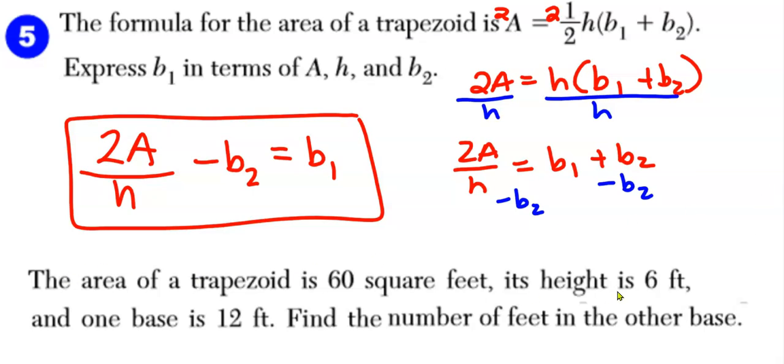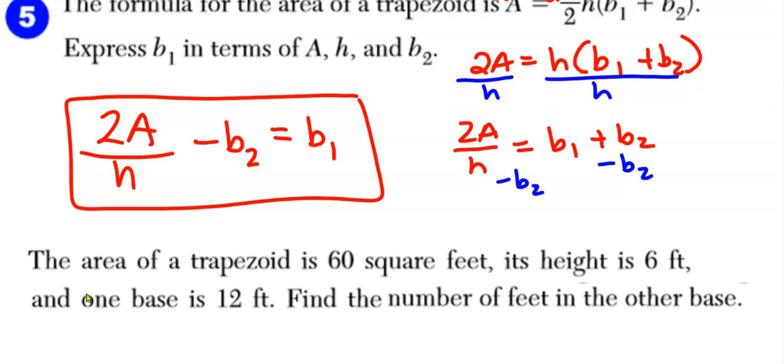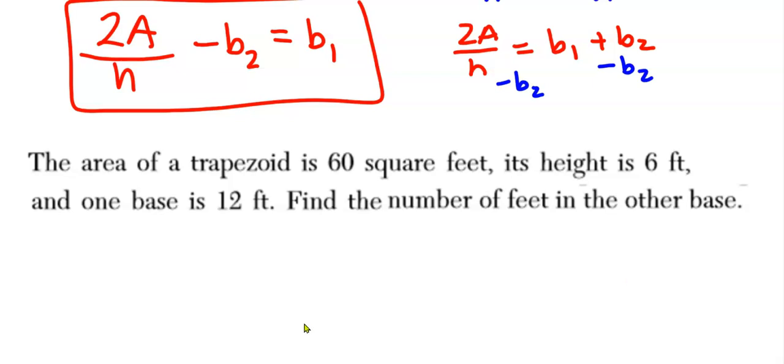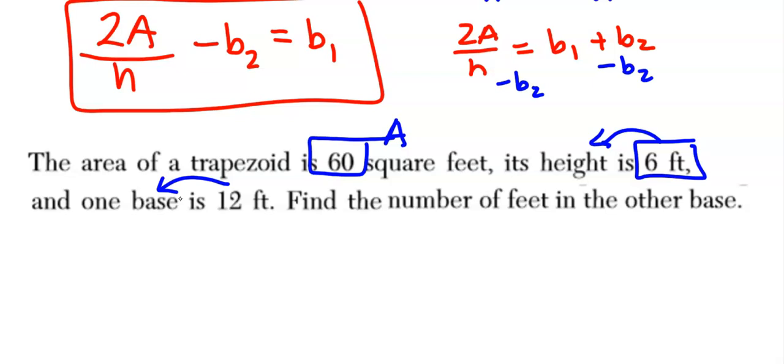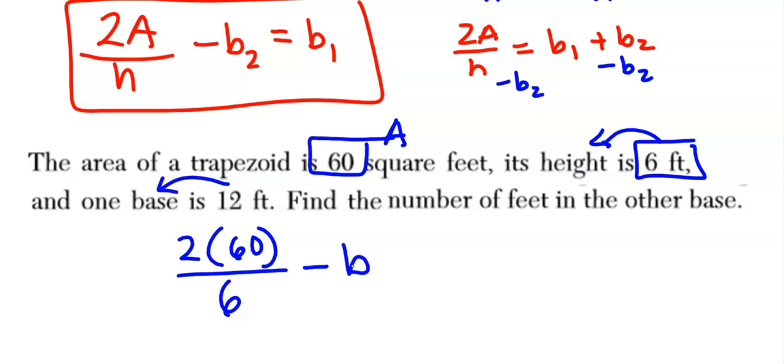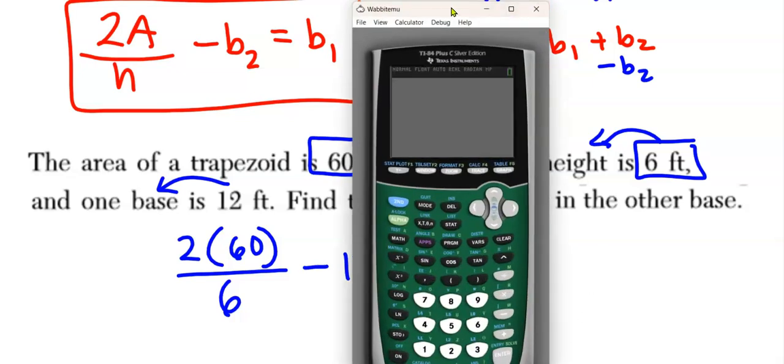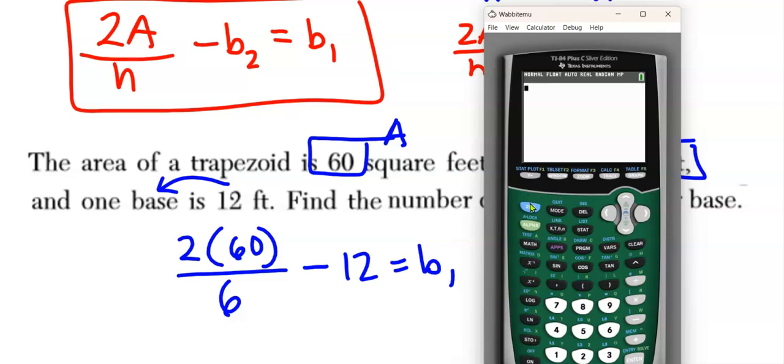Part 2 asks, if the area of the trapezoid is 60 square feet and its height is 6, and one base is 12, find the number of feet in the other base. So all I need to do is fill in these numbers. 60 is the area, 6 feet is the height, and one of the bases is 12. So if the area is 60, and the height is 6, and one of the bases is 12, that will give me the other base. Pick up your calculator. Let's put this fraction in here.